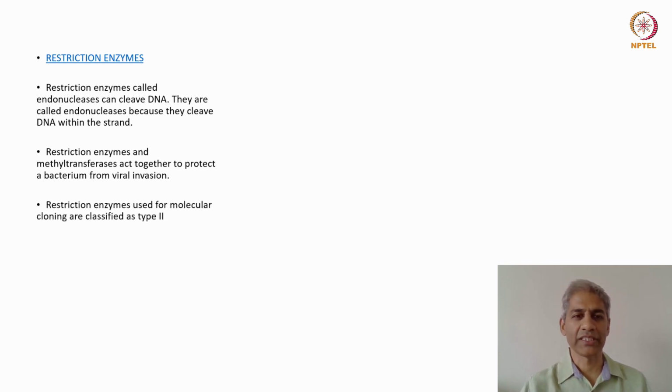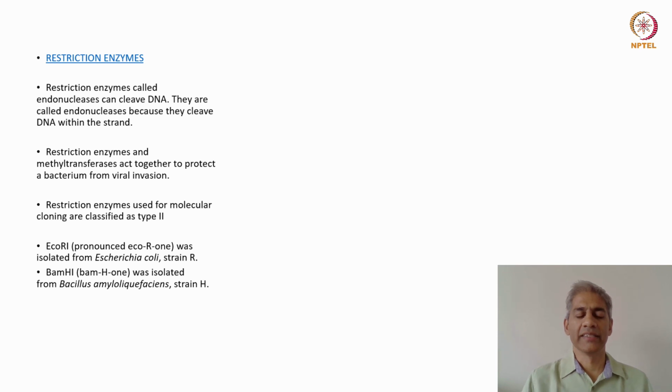There are many types of restriction enzymes, so we are only concerned with type 2 in molecular cloning. And this is the nomenclature by which one refers to a particular restriction enzyme. So EcoR1 is a restriction enzyme which has been isolated from E. coli, the strain R, and this was the first such molecule isolated, so hence the 1. BamH1 is another restriction enzyme isolated from Bacillus amyloliquefaciens. The strain is H. Again, the first such molecule isolated. So BamH1.